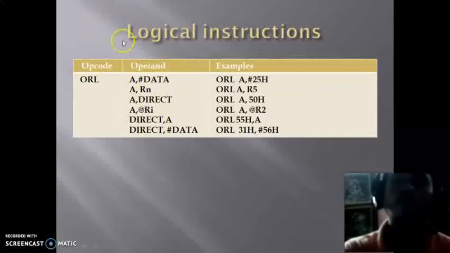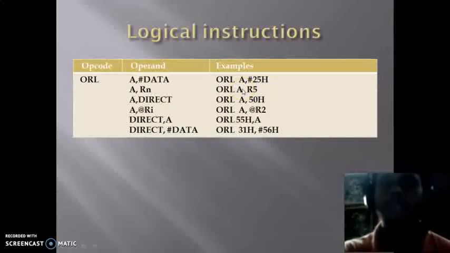Next are the OR operations, logical functions that can be performed by using ORL instructions. ORL A, #data. For example, ORL A, #25H. Here the OR operation is performed between the content of A and 25H, the result is stored into the accumulator, and we get the effects on the flags also. Now ORL A, Rn. For example, ORL A, R5. The OR operation is performed between the content of A and the content of R5, and the result is stored into the accumulator, and we get effects on the flags also.